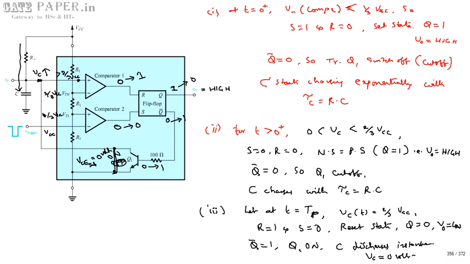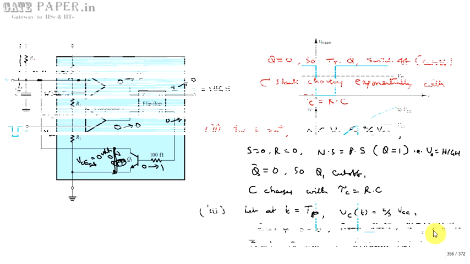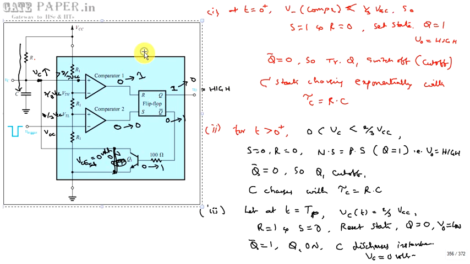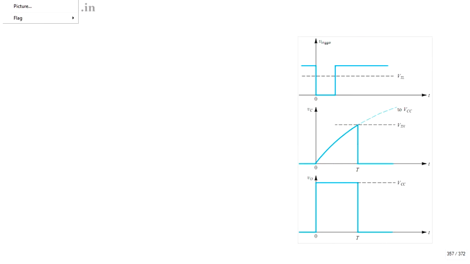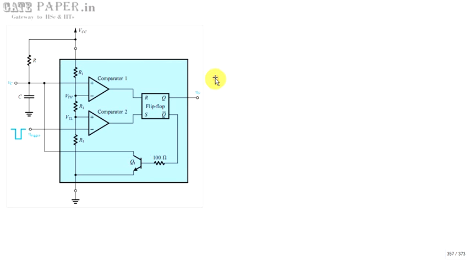Now at t equal to Tp plus, what happens? We will see. At t equal to Tp plus, at t equal to Tp the capacitor had reached 2/3 VCC, and at t equal to Tp plus the capacitor voltage is at 0 volts.